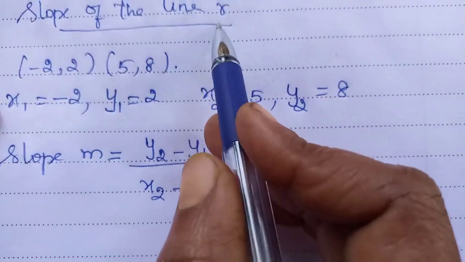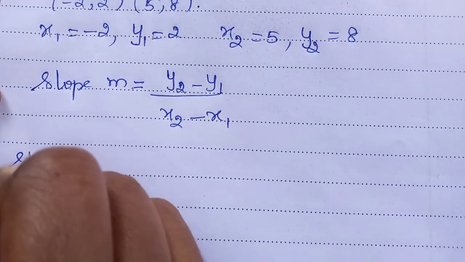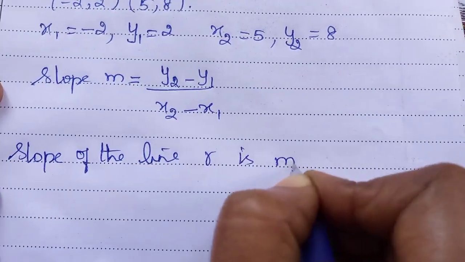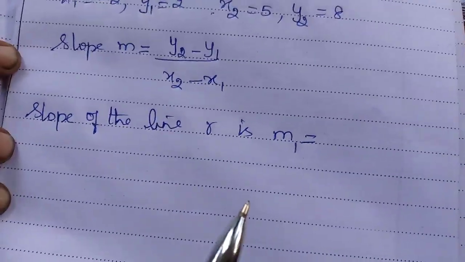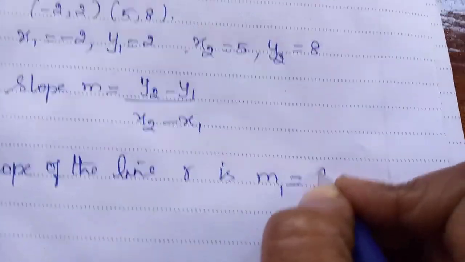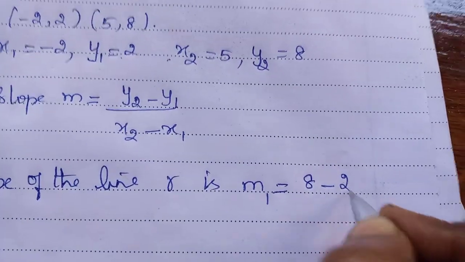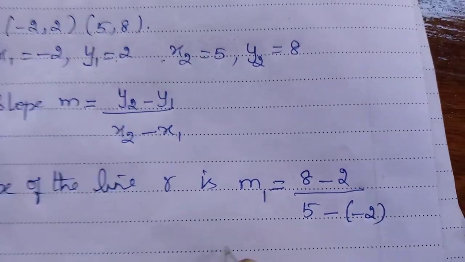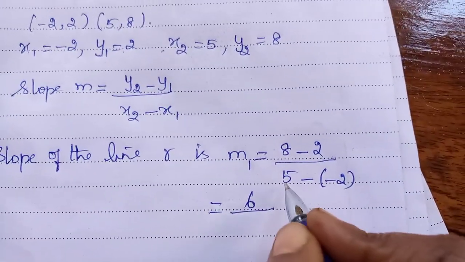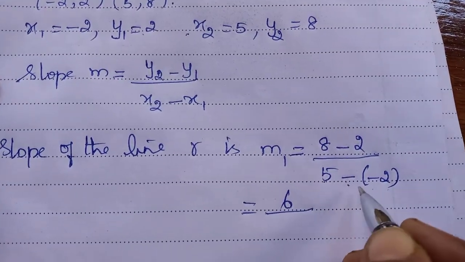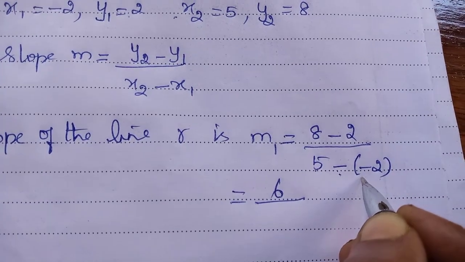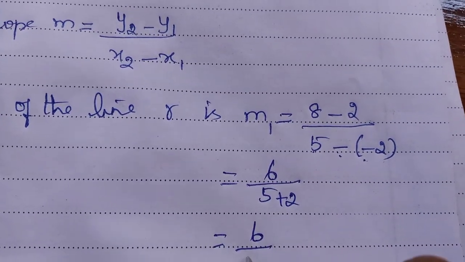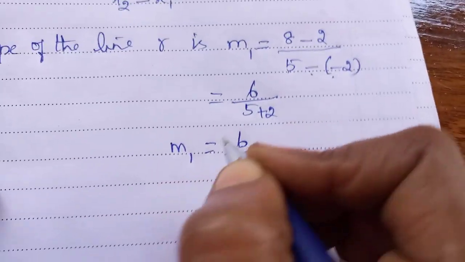First we are going to find the slope of the line R. Okay. So slope of the line R is M1 is equal to, let's substitute these values, y2 minus y1, that is 8 minus y1 is 2, divided by x2 is 5 minus x1 is minus 2, that is equal to 8 minus 2, 6, divided by 5 minus of minus 2, minus into minus plus, that becomes 5 plus 2, which is equal to 6 by 7. So M1 is equal to 6 by 7.